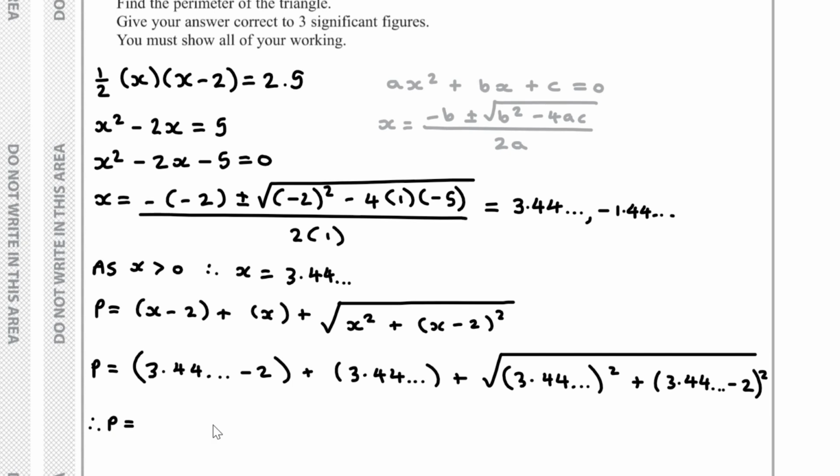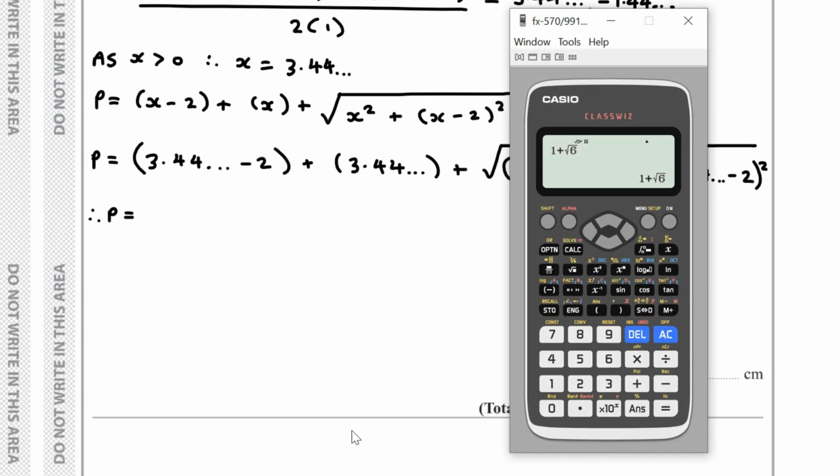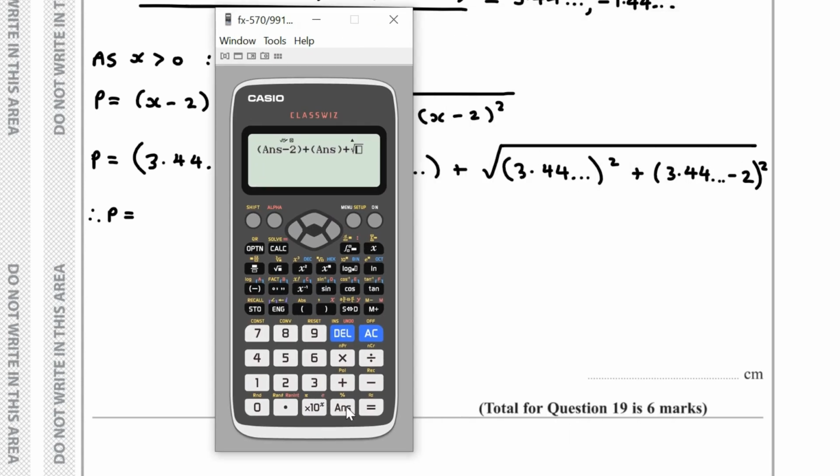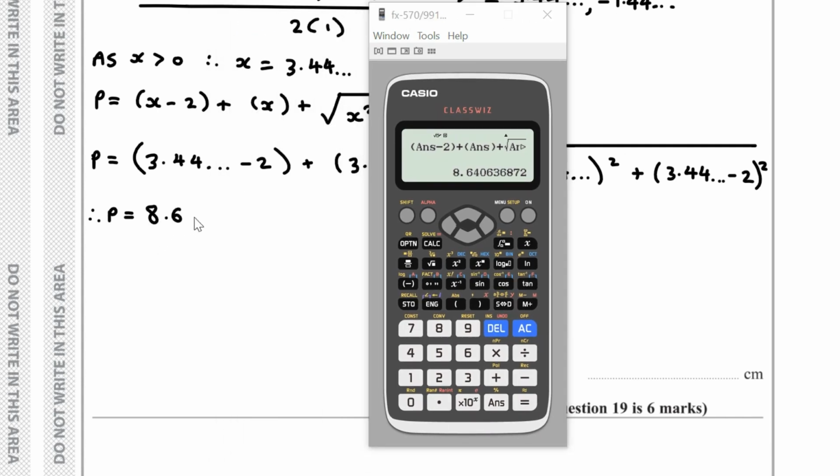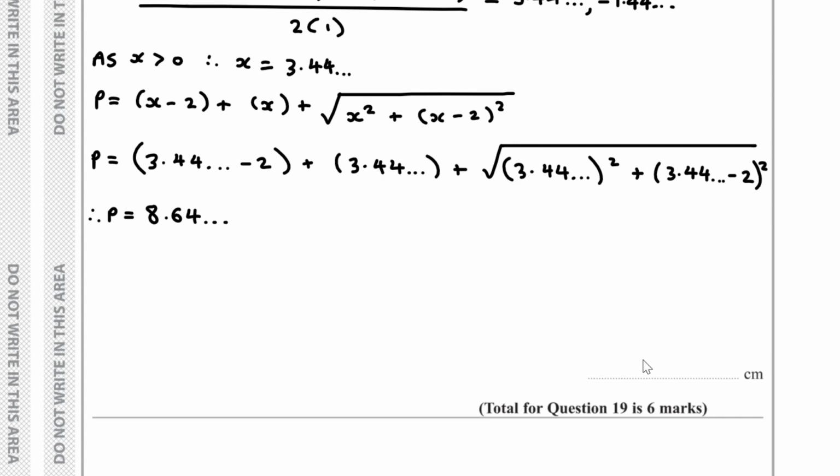So if we work out what the perimeter is, we have this value minus 2 plus this value plus the square root of this value squared plus this value minus 2 squared. So it turns out we get 8.64, etc. So therefore we want to write this to 3 significant figures. So we have 8.64 centimeters to 3 significant figures.